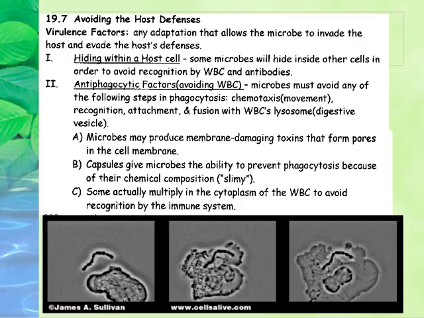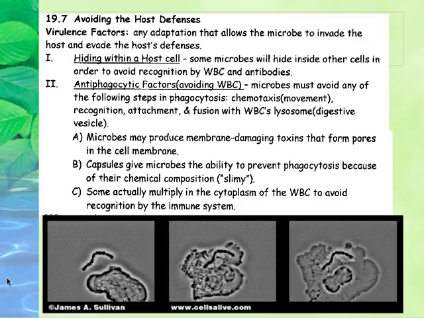If they're using antiphagocytosis, that means they're trying to avoid the white blood cells. So the microbes can either avoid phagocytosis using chemotaxis, so movement, they actually move away from the white blood cell. They use recognition, attachment, and then fusion inside the white blood cell and actually destroy the white blood cell.